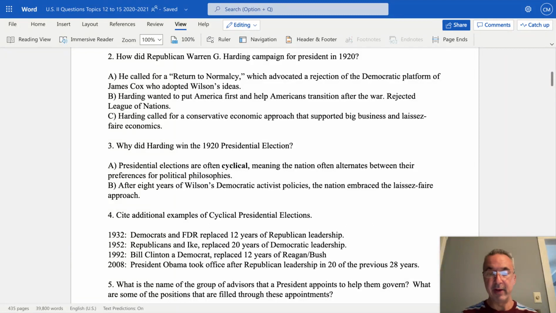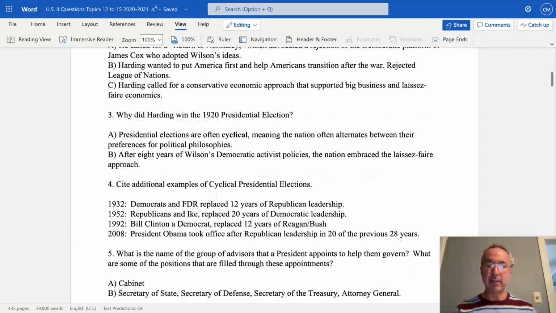Question 5, what is the name of the group of advisors that a president appoints to help them govern? What are some of the positions that are filled through these appointments? I'll give you a moment to think about that and also get down anything you need to from the previous questions.